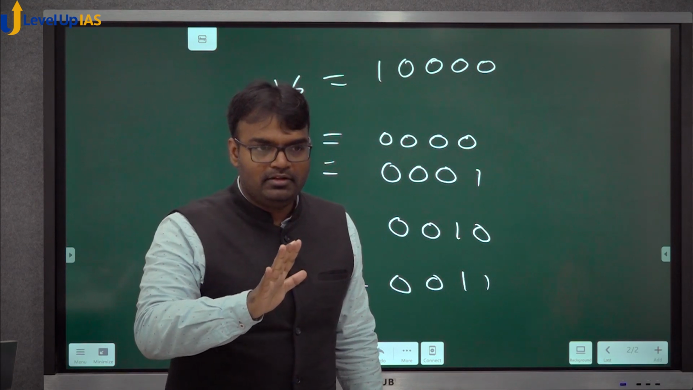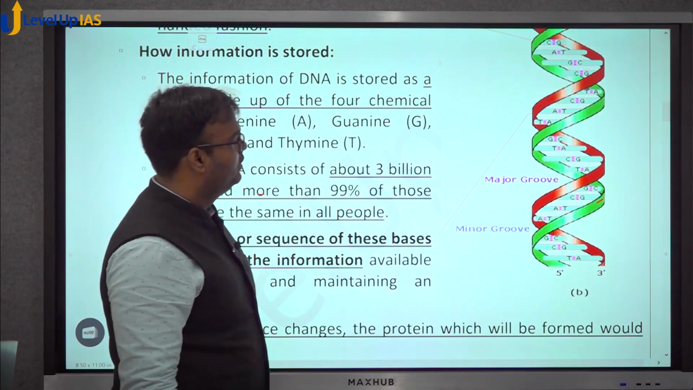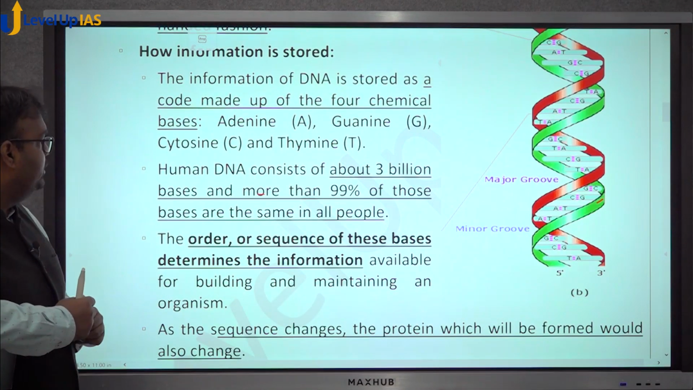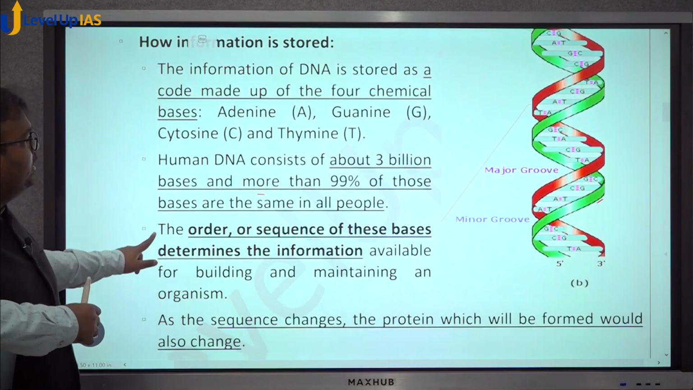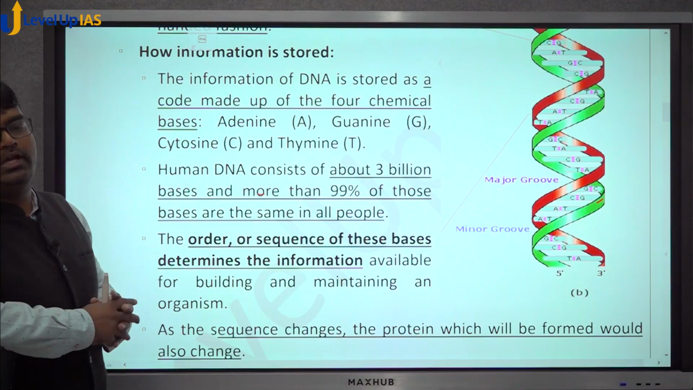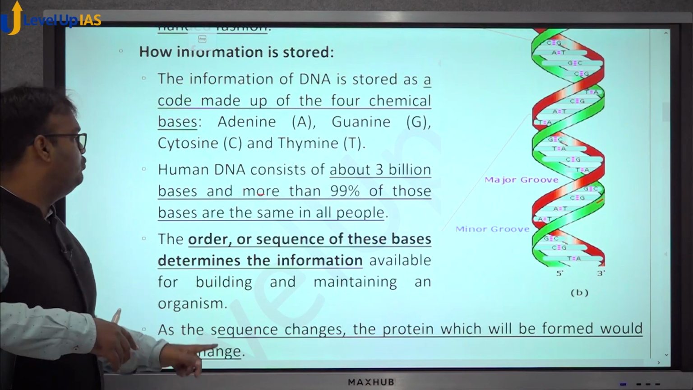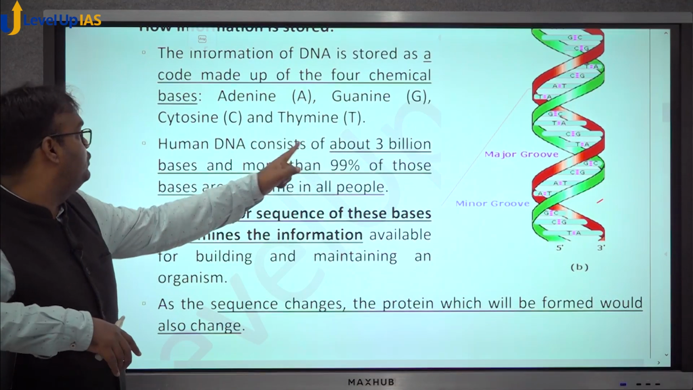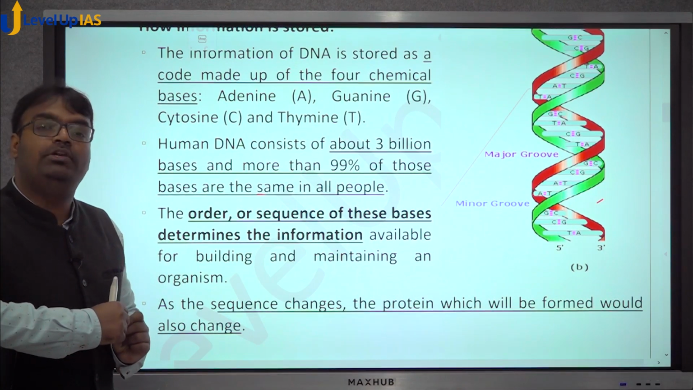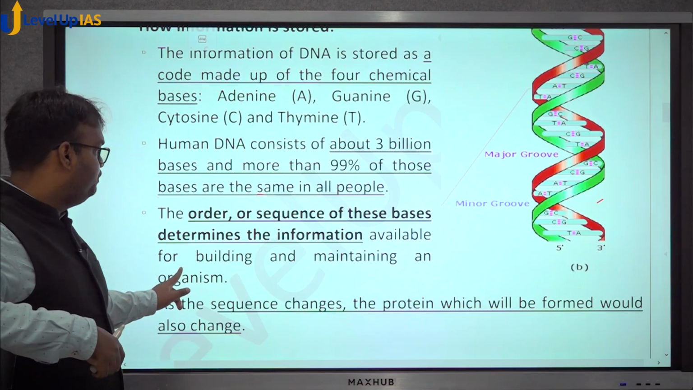Got it? How information is stored? Information is stored in these base pairs using a set of these base pairs. So human DNA consists of these two types of base pairs and information is stored using this. Now some more things you can know: human DNA consists of 3 billion bases. How many genes? Around 20 to 25,000 genes is what human beings consist of.